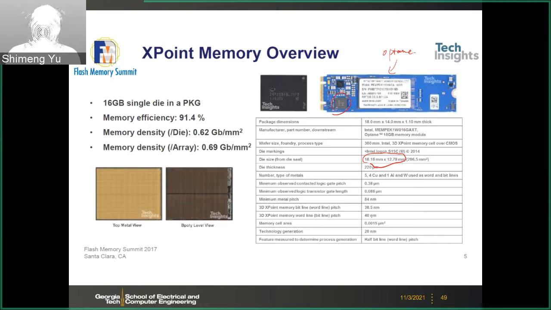So this is important. The bit line pitch and word line pitch are about 40 nanometer. So that means the wire-to-wire pitch of the cross-point array is about 40 nanometer. And then half pitch is F. So F is about 20 nanometer in this case.